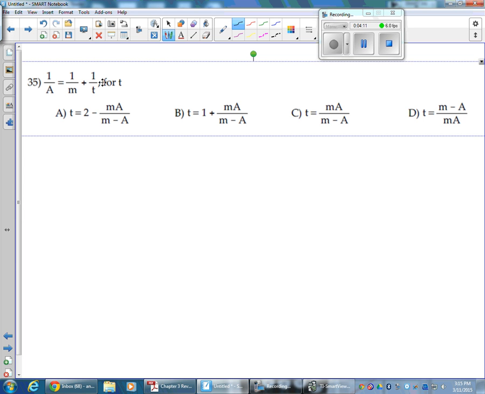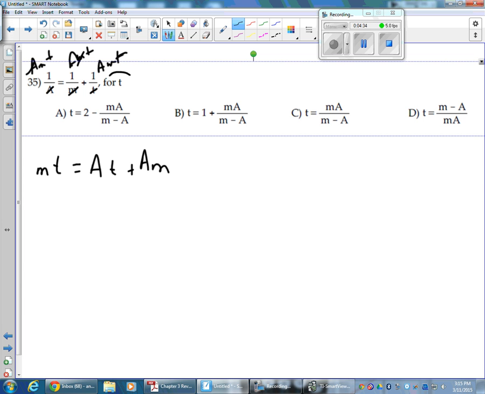And I've got an a, an m, and a t. So I'm going to multiply by AMT on all of these terms. So here the a's cancel, so it's just going to be 1 times mt. So that's mt equals. Here the m's cancel, so 1 times at is at. And here the t's cancel, and 1 times am is am.